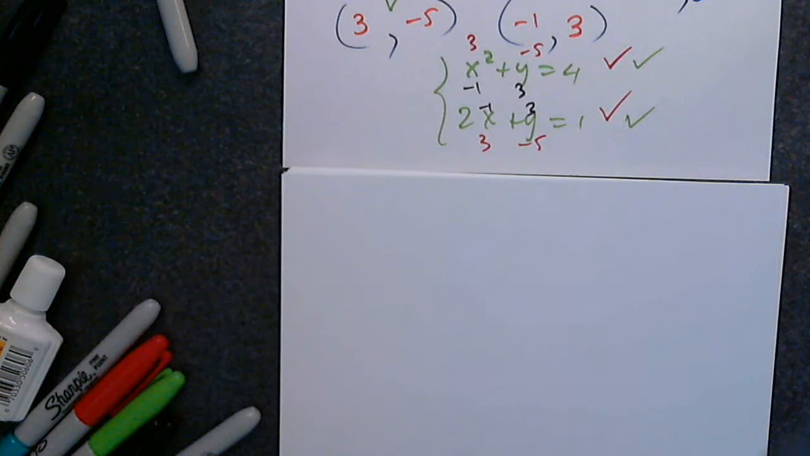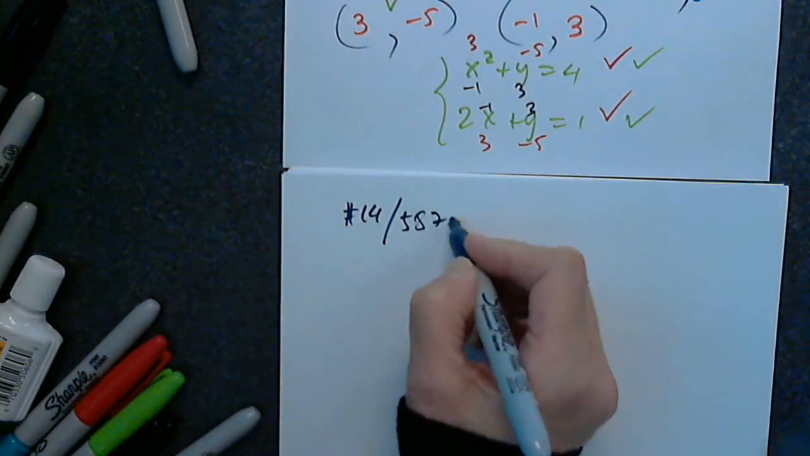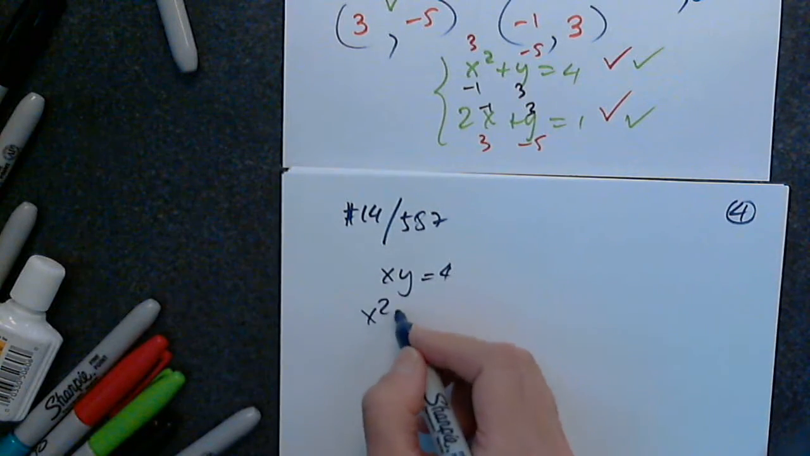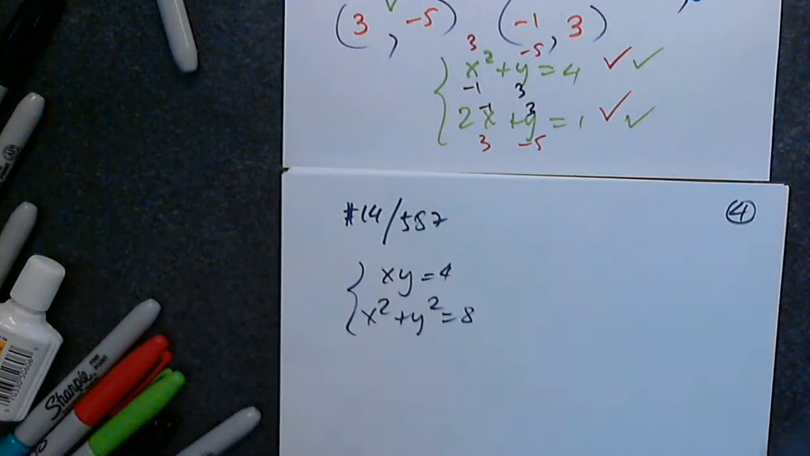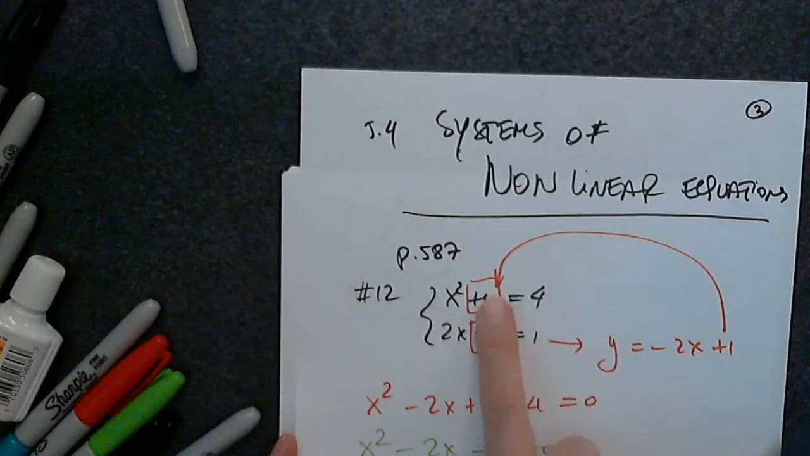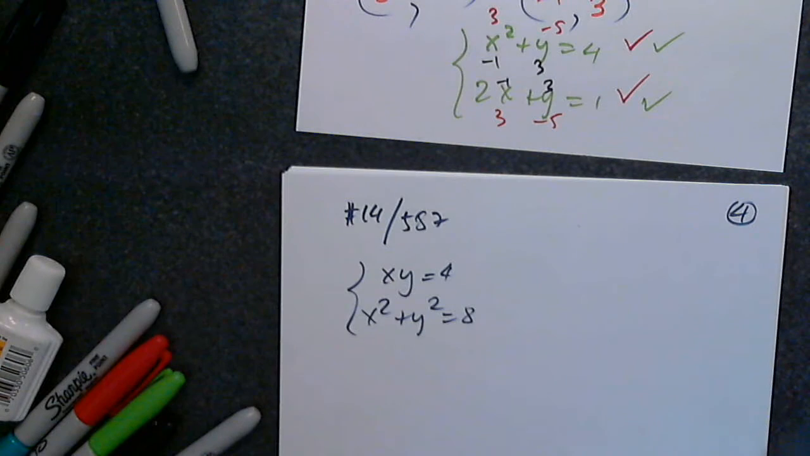Okay, so let's look at 14. Same page, 587. And then we have xy equals 4 and x squared plus y squared equals 8. In this particular situation, we cannot use elimination, even if we wanted to. It's not possible. We don't have the same variables. Here we have the same variable. So if I multiply, let's say, the second one by negative 1, I can eliminate y. But in this situation, no, I cannot. I have to solve for either x or y.